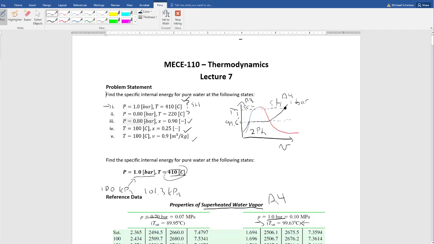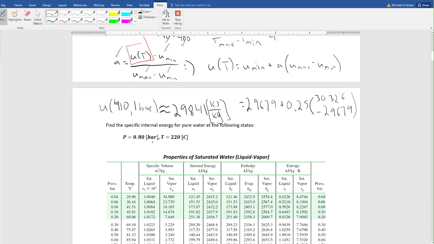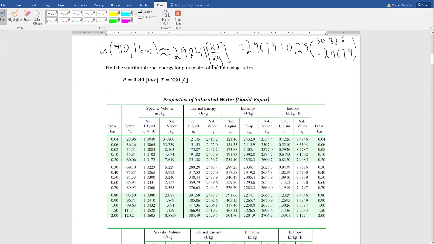Right, so now we have a pressure of 0.8 bar and a temperature of 220 degrees Celsius. This one ends up being the hardest one on the list, but I'll walk you through the process here.